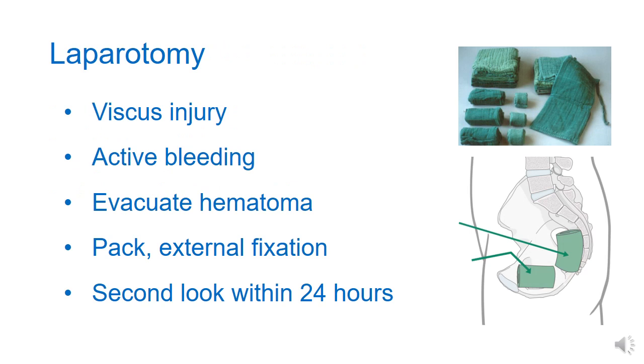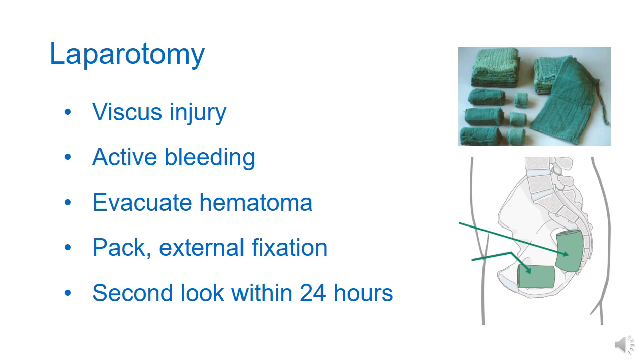Laparotomy is mostly indicated if we're suspecting visceral organ injury like ruptured bladder, or if the bleeding is active from the vagina or the urethra. We will evacuate the hematoma, and we'll not search for the bleeding source, but we will pack the pelvis with these packs. We'll count the packs, and we will go for external fixation of the pelvis.